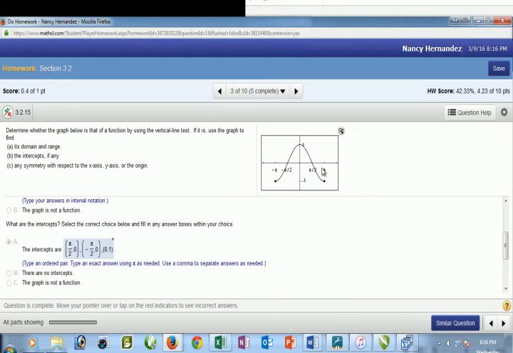Hey, got a nice little curve. This is called a sine curve, by the way, but that's not important. Does it pass the vertical line test? Yes. Does it pass the horizontal line test? No. It is a function, but it's not one-to-one.